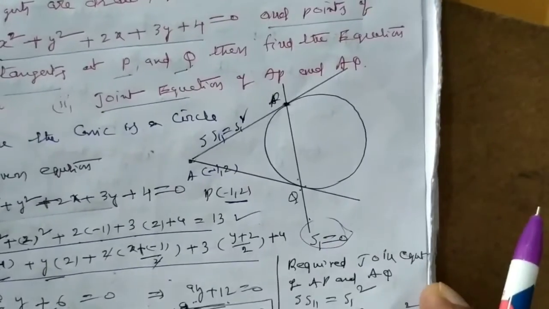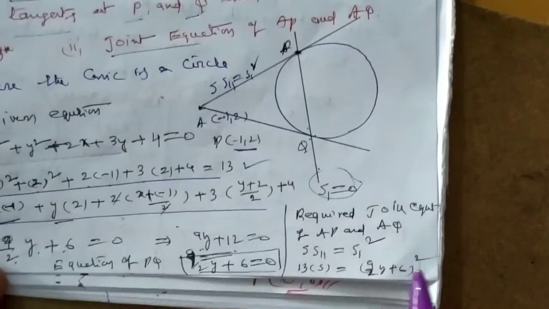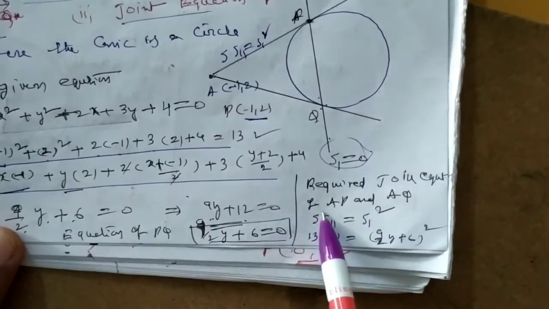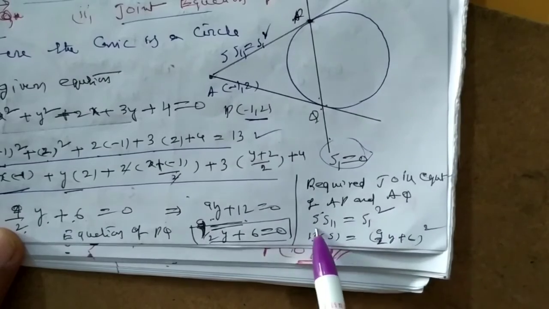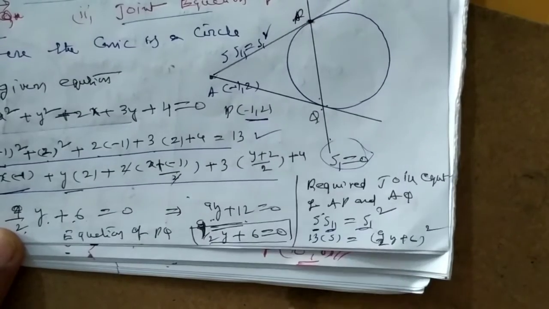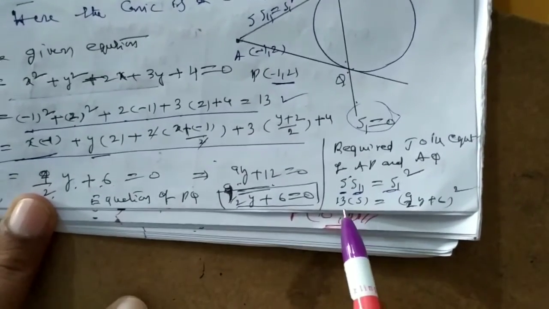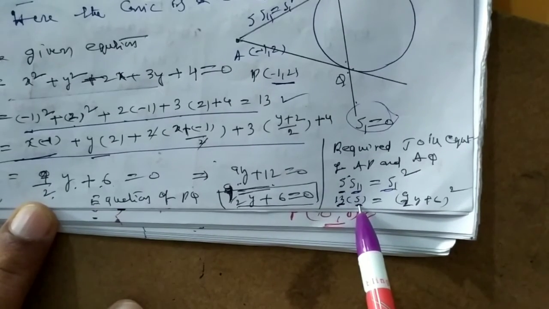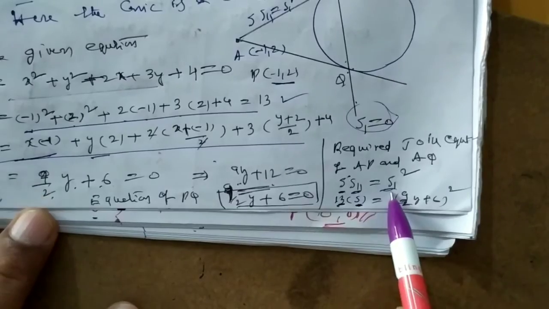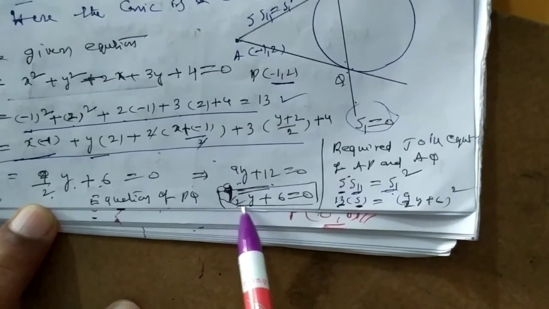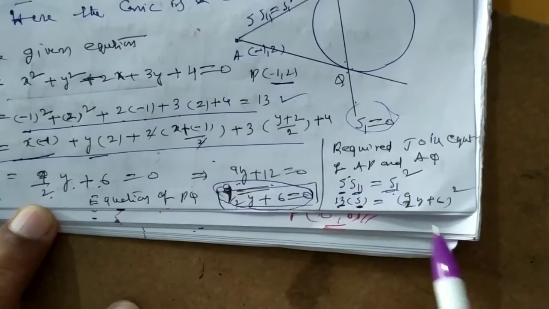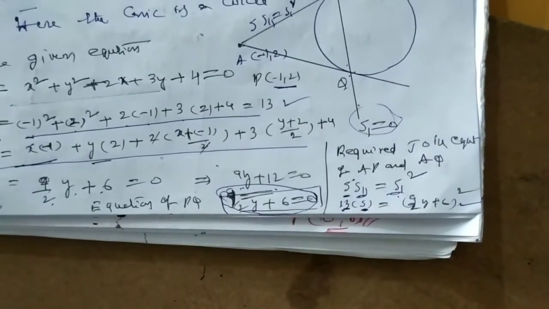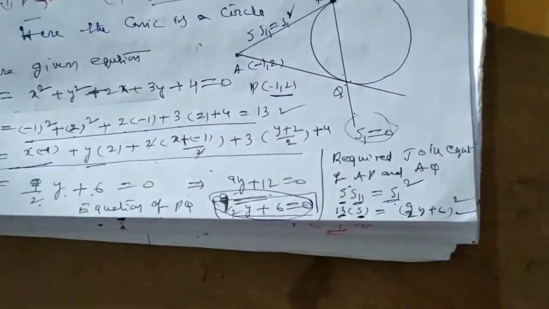So our required equation is the pair of tangent equations, S into S11 is equal to S1 square. Here, S11 is 13. S is the given expression. S1 we already found, 9 by 2 y plus 6 is equal to 0. We can apply this. By simplifying, you will get the combined equation of the pair of straight lines.